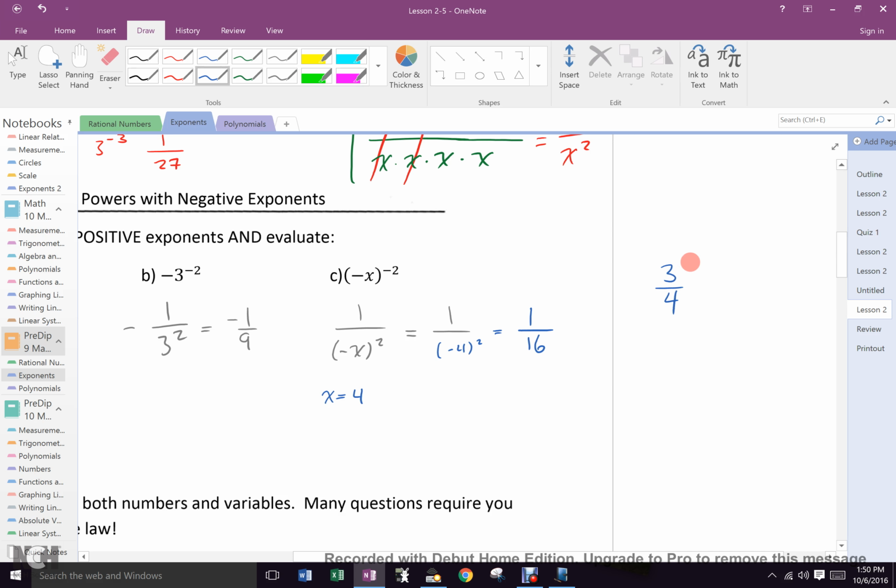3/4 to the -2. No negative exponents, and evaluate it. Go. Don't put your hand up. Don't scream anything out. Just write it down. Think about it for a minute and see if you can figure it out.